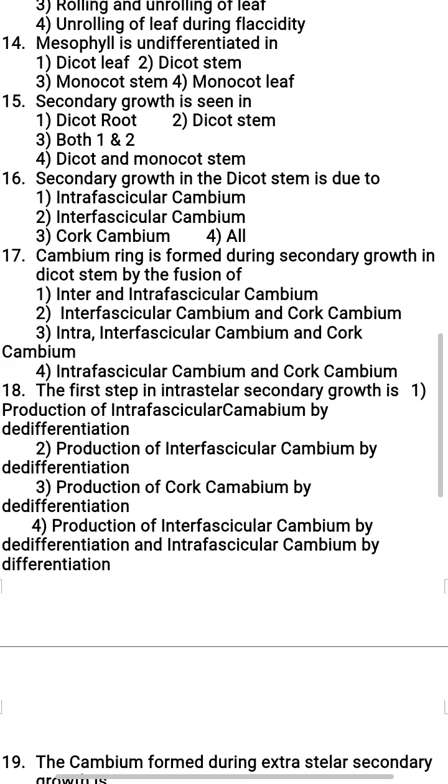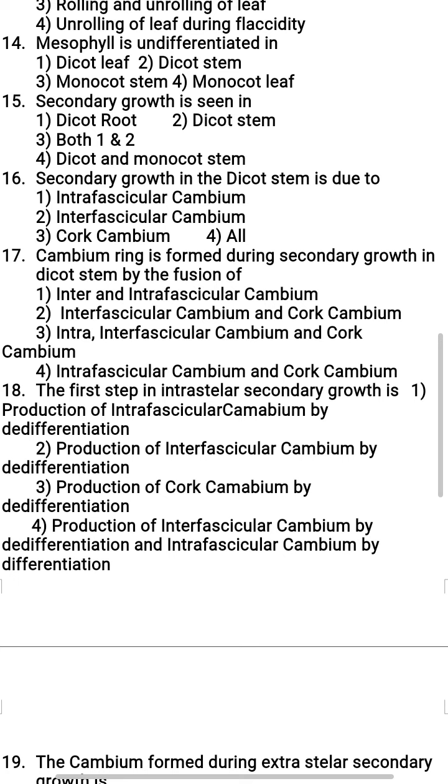Question number 17. The cambium ring is formed during secondary growth in the dicot stem by the fusion of, let's see the options, students. Option 1, inter and intrafascicular cambium. Option 2, interfascicular cambium and cork cambium. Option 3, intrafascicular cambium and cork cambium. Option 4, intrafascicular cambium and cork cambium. Students, this question is connected to the 16th question. Let's see the correct answer and explanation for this.